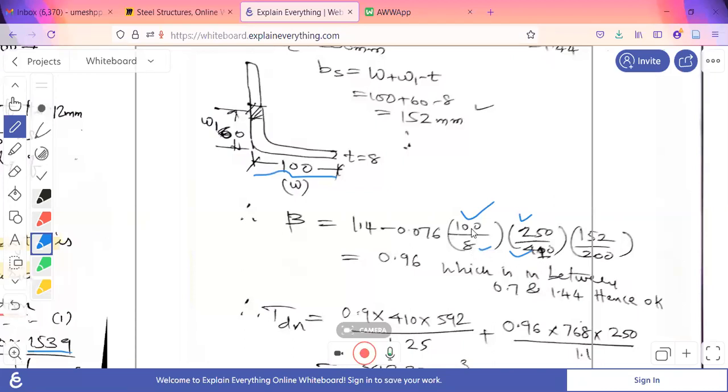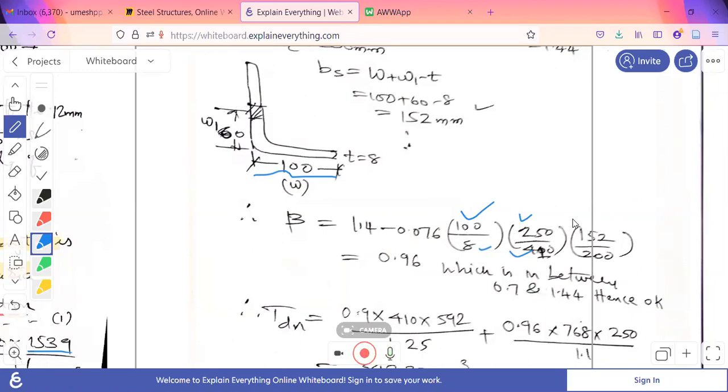W by T, what is small w in the formula? Small w is the size of the outstanding leg. It is 100 in this problem. Both are equal angle sections, so it is 100. But it is the outstanding leg dimension. If the outstanding leg dimension is 80, this will become 80. Now 250 by 410 will not change.